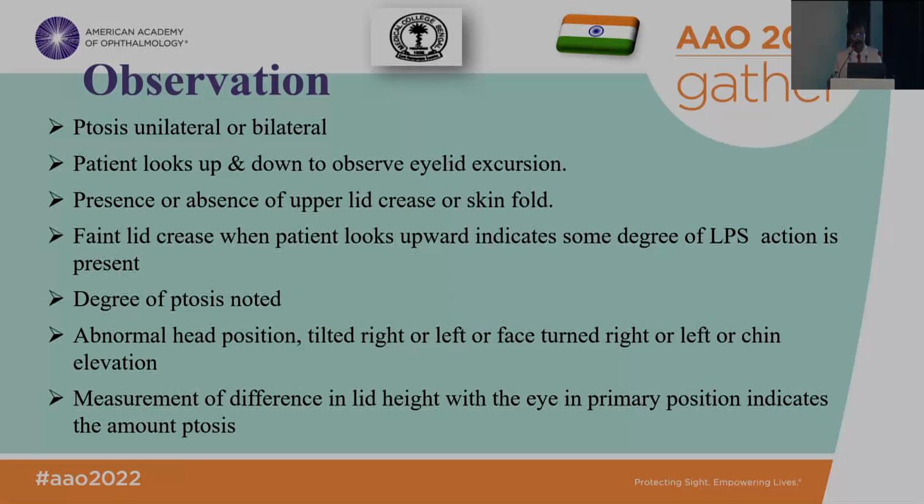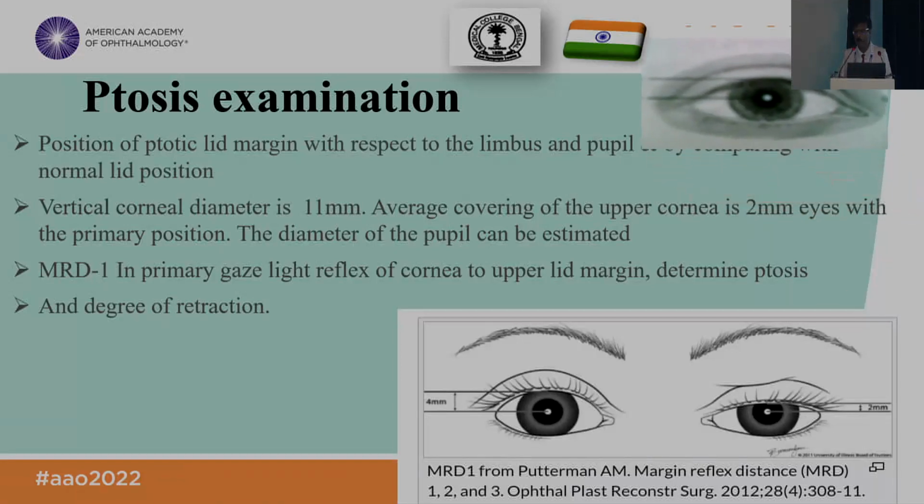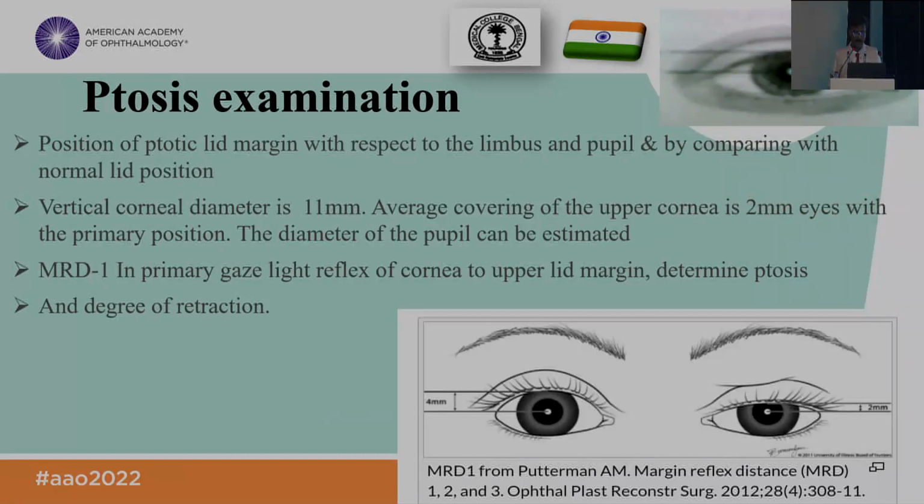Measurement of the difference in lid height of the eye in the primary position indicates the amount of ptosis. So, examination of ptosis: the position of the ptotic lid margin with respect to the limbus and pupil. The vertical corneal diameter is covered by the lid on average by 2 mm. In the primary position, the diameter of the pupil is also estimated. So 2 mm of the cornea is normally covered by the upper lid margin.